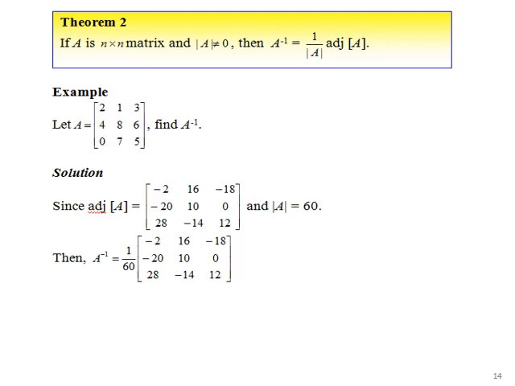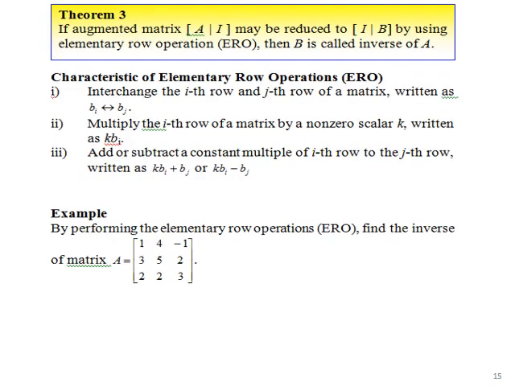Another method is to use the adjoint, also 1 over the determinant, times the adjoint of the matrix. So I need to find the adjoint and divide it by the determinant. Example, this matrix, in the previous examples I already found the determinant. The determinant is 60, and find the adjoint. As I mentioned before, we find the cofactor matrix and then we do the transpose, we get the adjoint. Now next is substitute 1 over 60 times the adjoint.